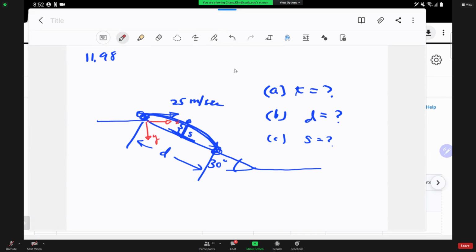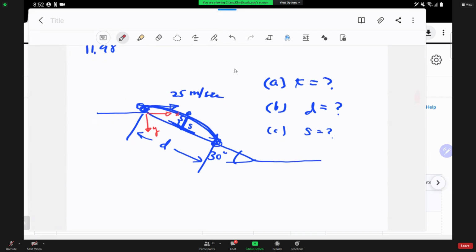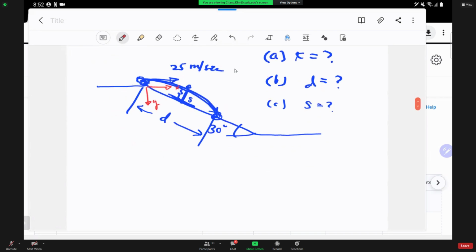Okay, so y is down. Remember, right? Now the motion in the x direction, the horizontal motion, we're going to consider that as a constant velocity motion. Okay, motion of uniform speed.